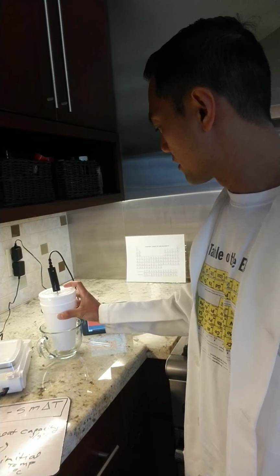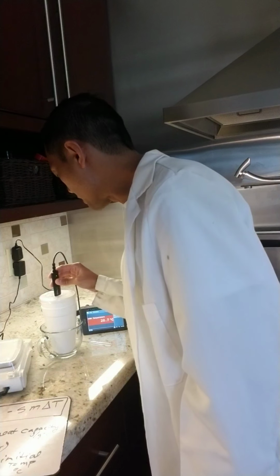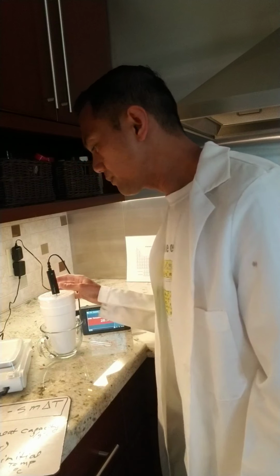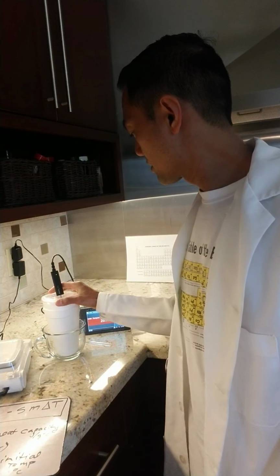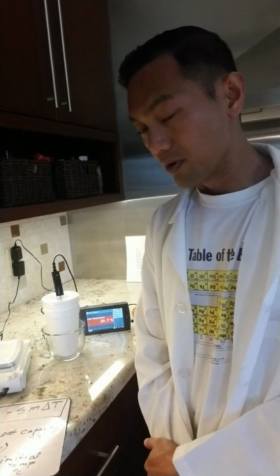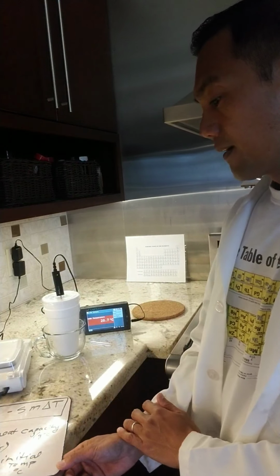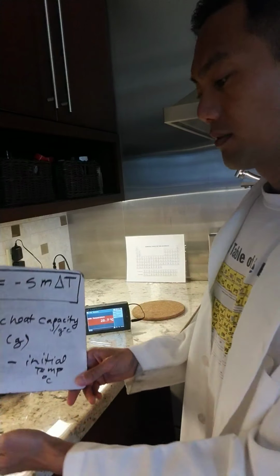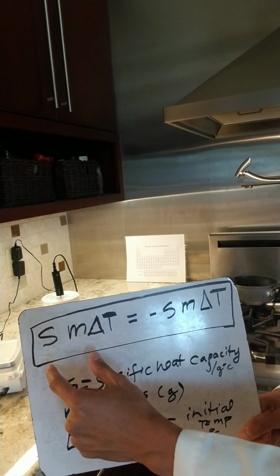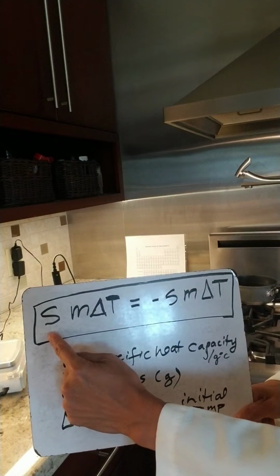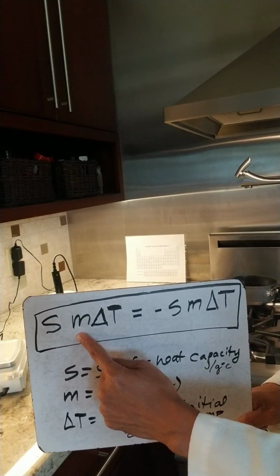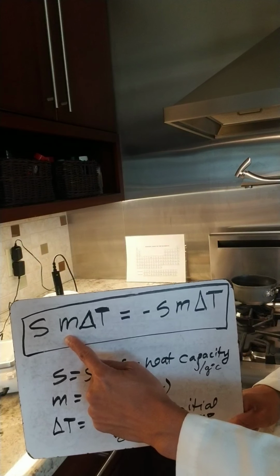Let me swirl this again. I also need to check if the thermometer is actually submerged in the water. It is. If it does hold steady for a bit, then we'll use that. Since we're waiting, same reminder: this side will be the calculation for the water. S is the specific heat of water. M is the mass of water. It was 150 milliliters of water, which is 150 grams of water.